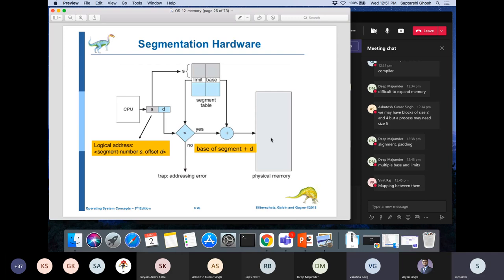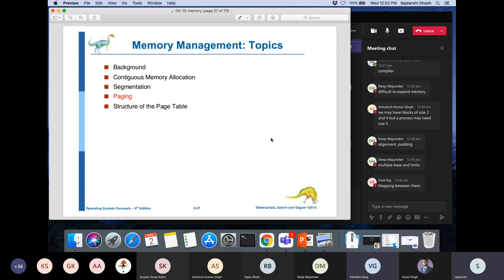Also, fragmentation issues came up, like the external fragmentation things. Because the segments are of different sizes, it may happen that a process requires a really large segment, and that much memory is available, but in different chunks and so on. And therefore, the segmentation scheme did not become that popular. Rather, a very similar scheme became popular, which is called paging.